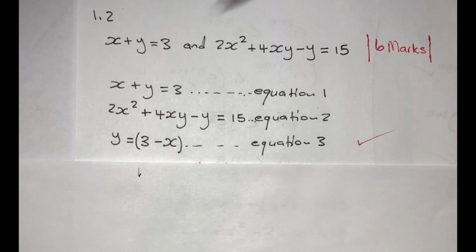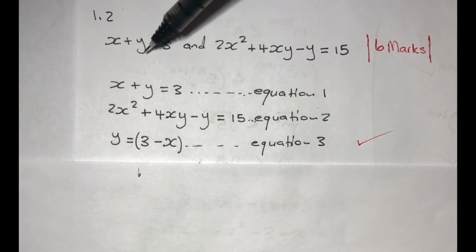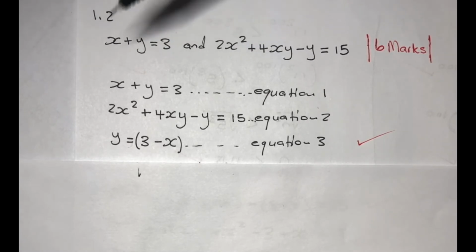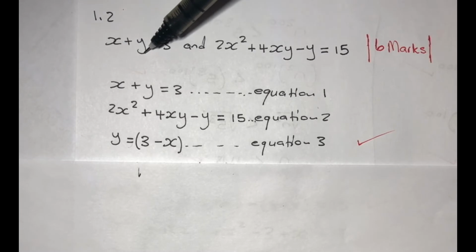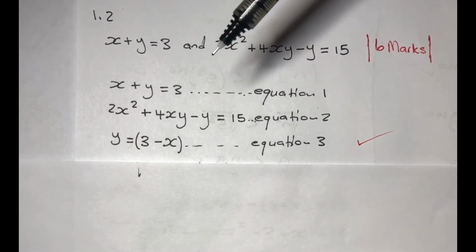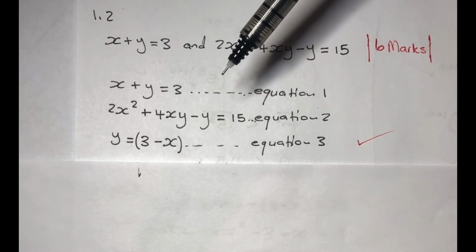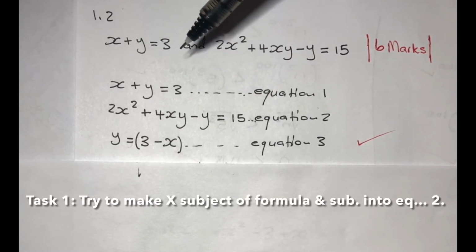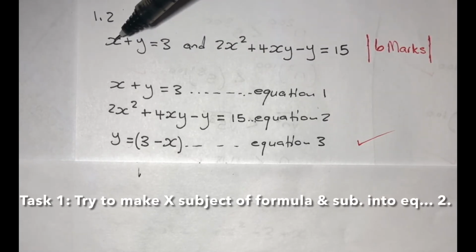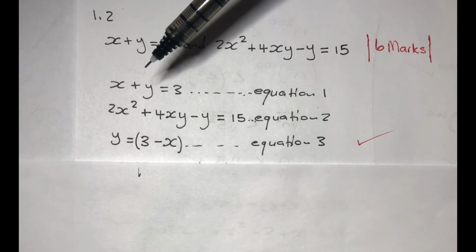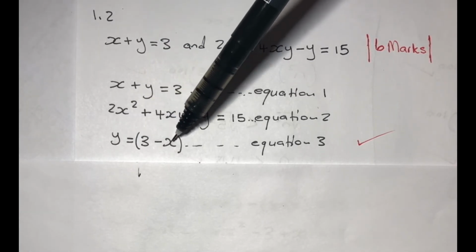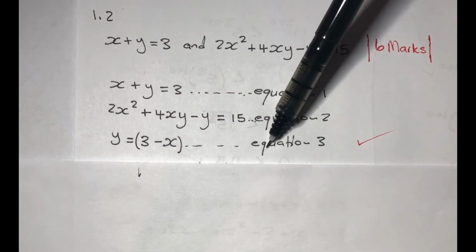You can choose x, you can choose y. For our calculations, let's choose y and make it the subject of the formula. That's how we come up with equation 3. You write x on the other side of the equal sign, and it becomes y is equal to 3 minus x, which is our equation 3.